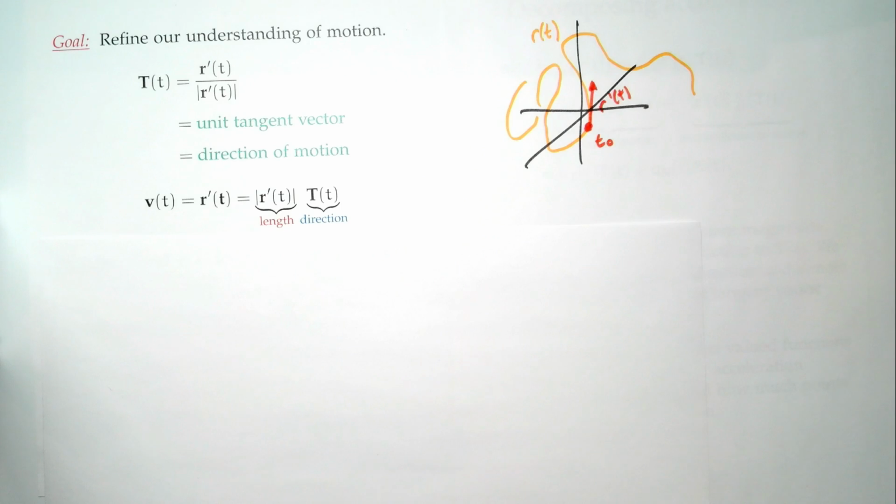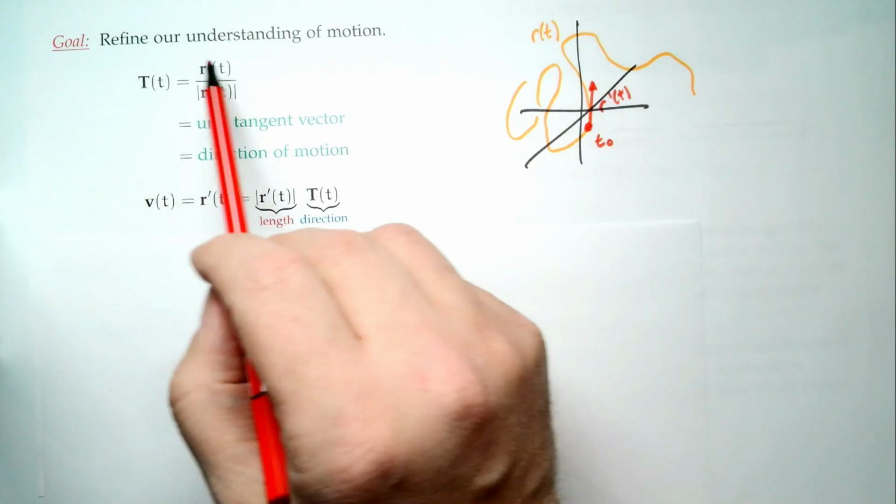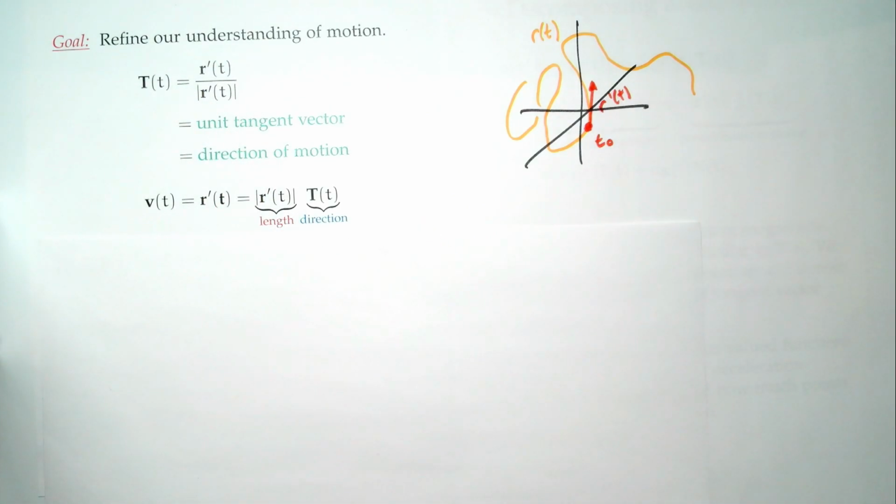Well, to make it really pure direction, we'll say let's make it into a unit vector. So r prime of t, that indicates where the particle is moving, but it stores two pieces of information, both the direction and the speed. And we're saying, look, I just want the direction. So divide out by the magnitude of r prime. That makes it into a unit vector. That's what we use to say what's the motion.